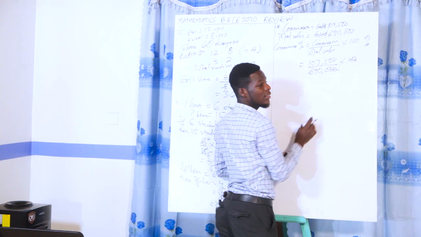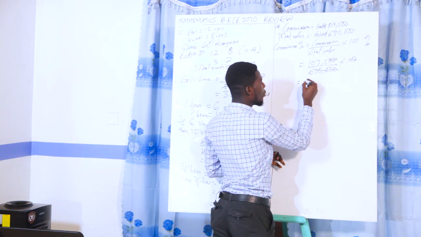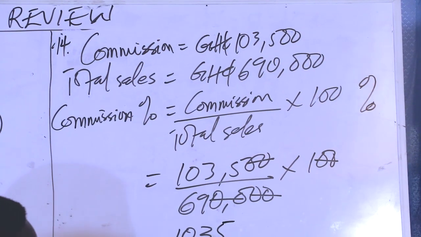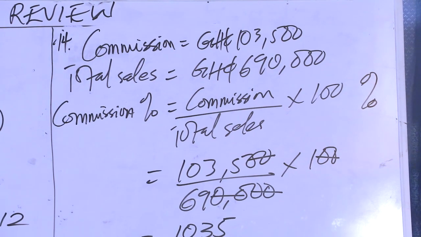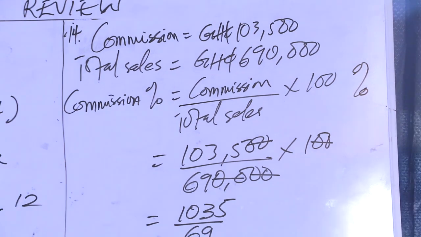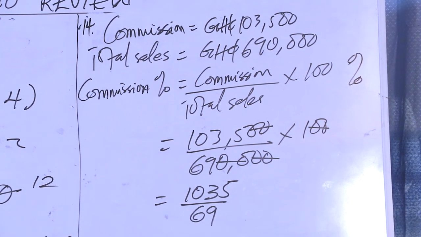This will cancel this. These two zeros will also cancel these two zeros. So you have 1035 over 69. When you look at your possible answers, you have 15.0%, 10.0%, 7.5%, and then 5.0%.